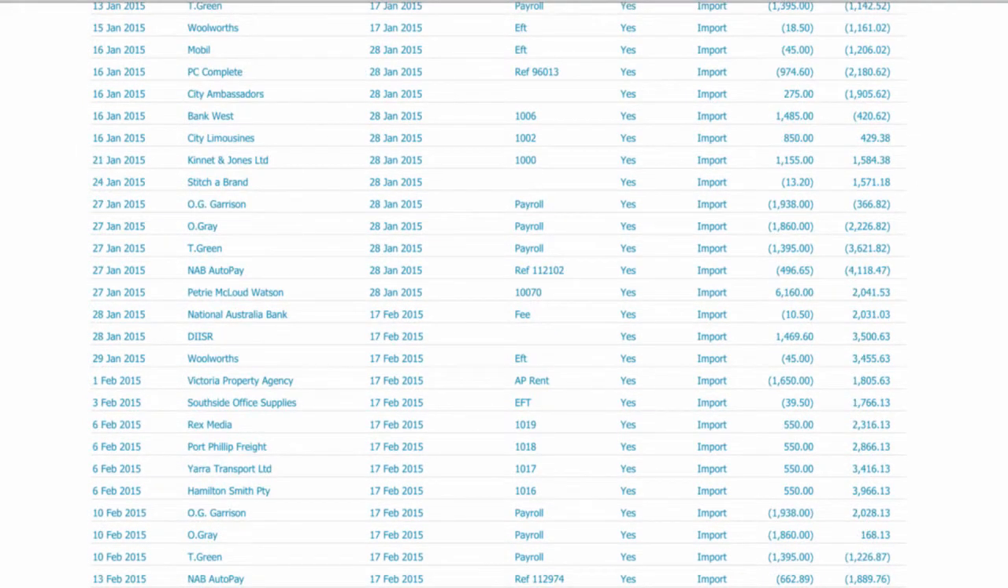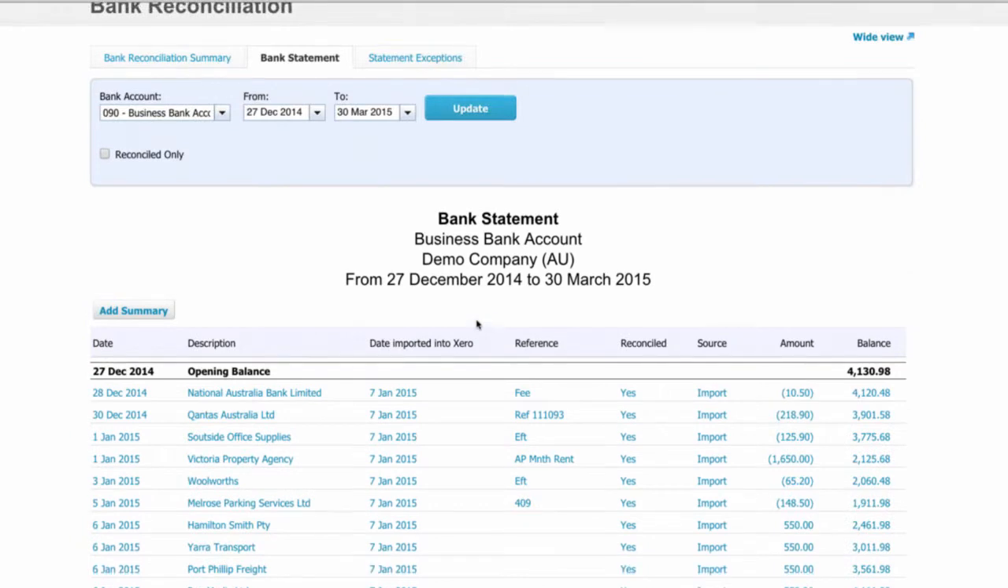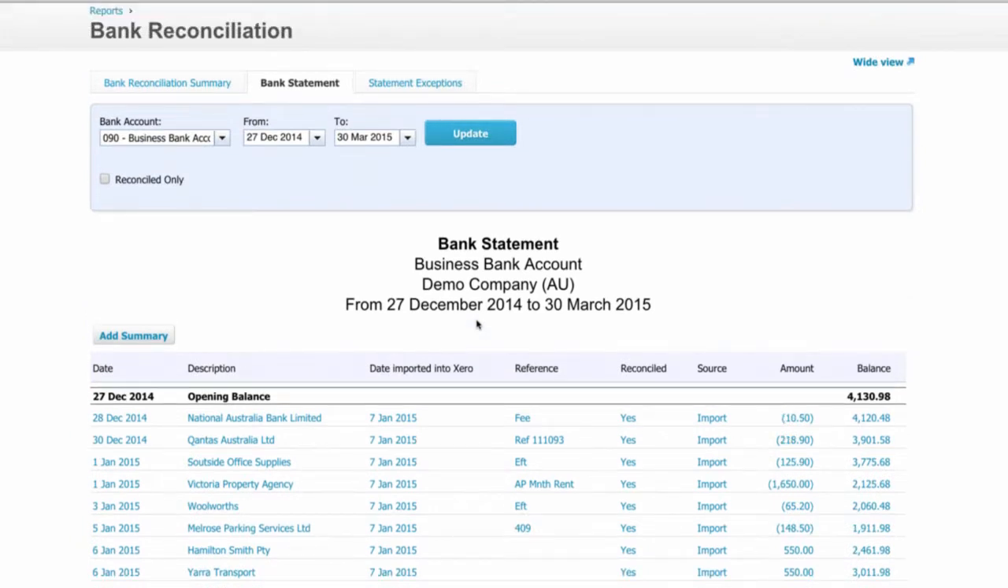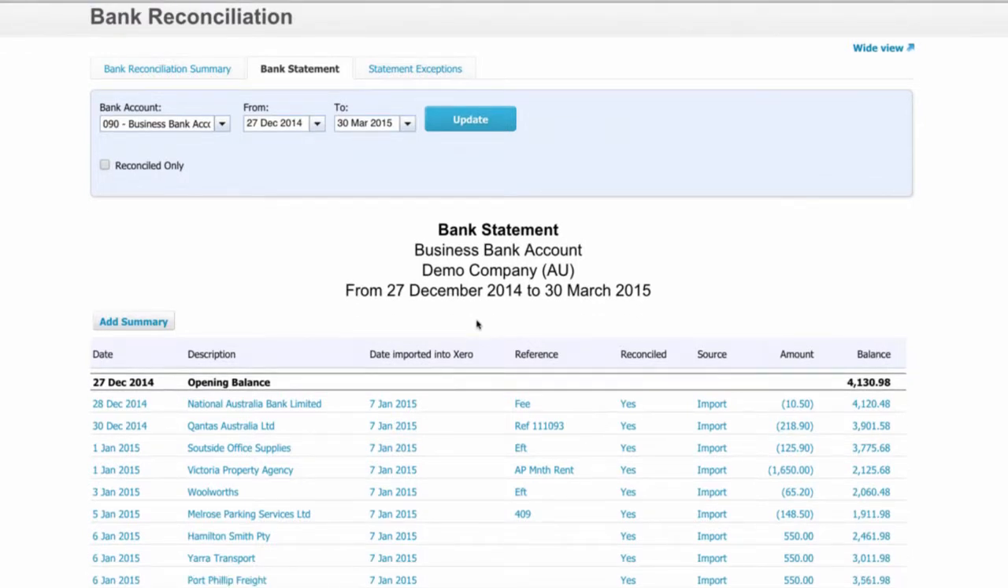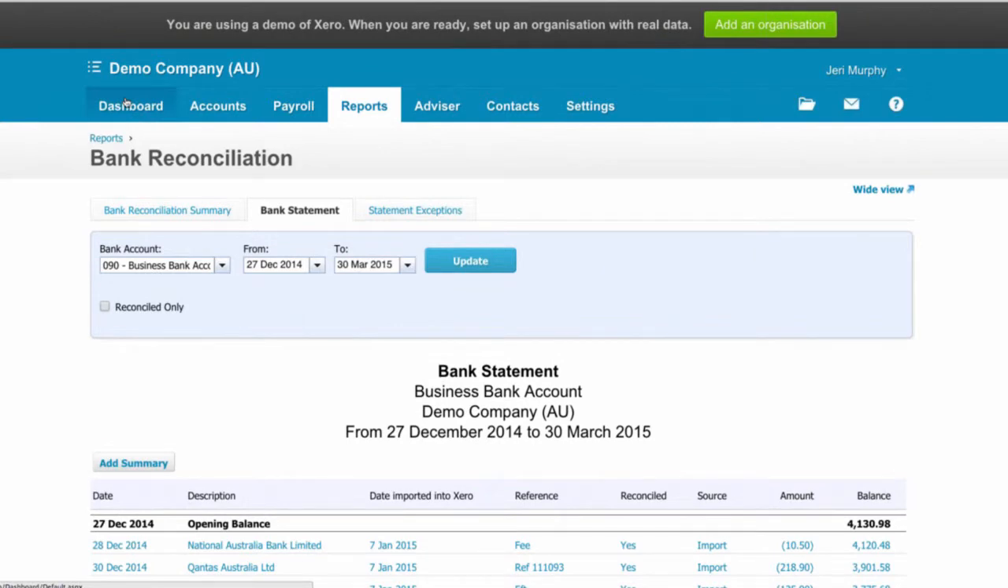Okay, so what are some reasons for the differences? There's 4 reasons. Deleted statement lines, missing statement lines, manually entered statement lines, and duplicate statement lines. There's 3 ways to delete statement lines. I'll show you all 3. Let me show you one first.